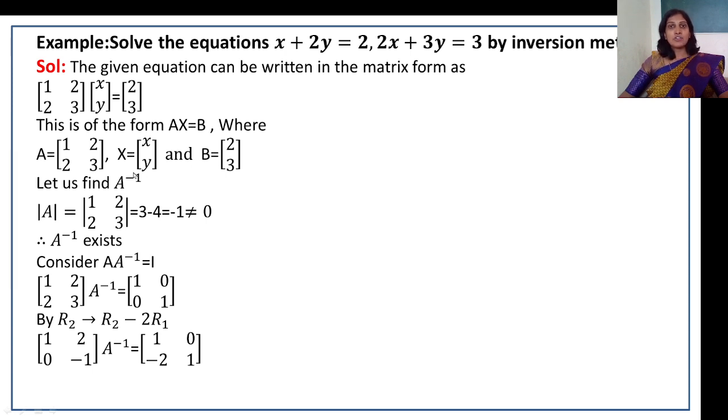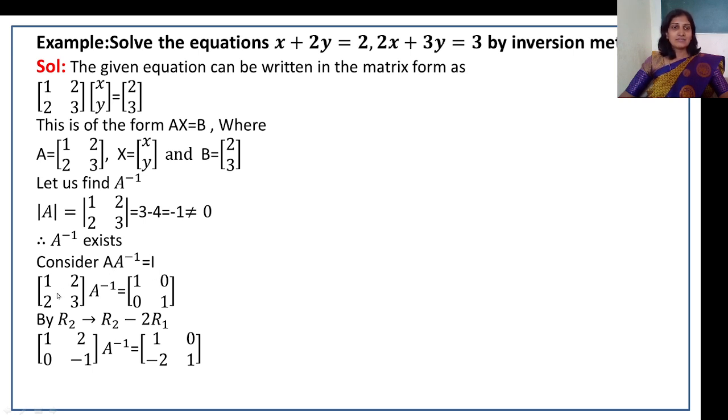Now the second step is to find A inverse. Find A inverse by any method, either elementary row or column transformation, or the adjoint method. We use here elementary row transformation. For that we find the determinant of A, which is the determinant of 1, 2, 2, 3. Expand this, that is 3 minus 4, which is equal to minus 1. Minus 1 is not equal to 0. So A inverse exists.